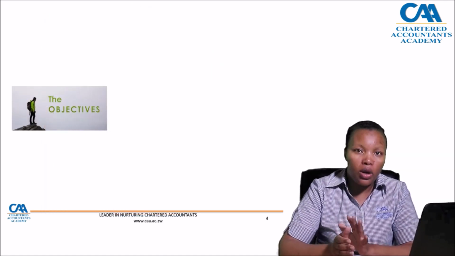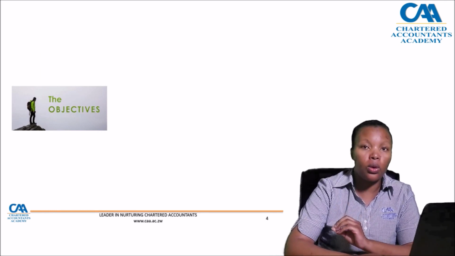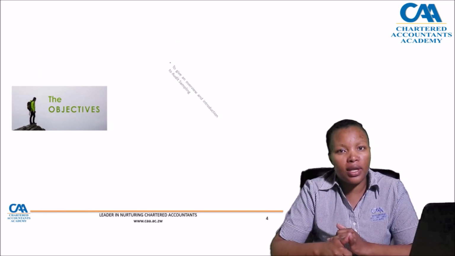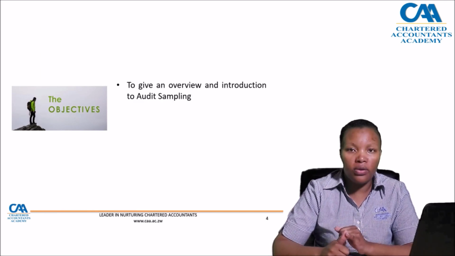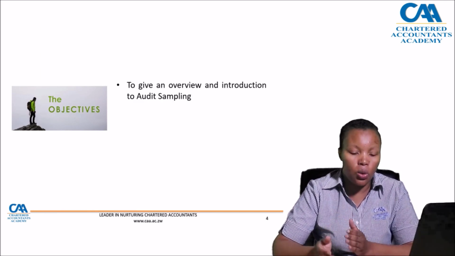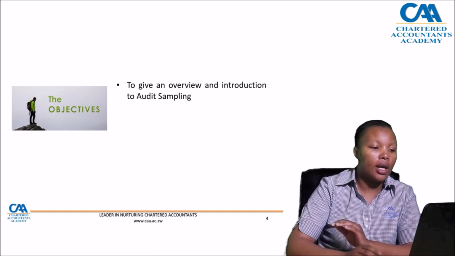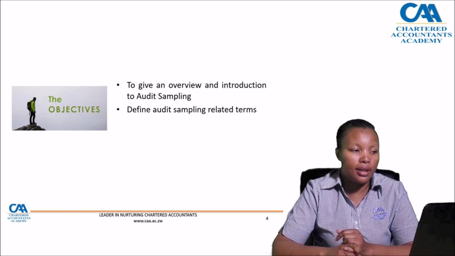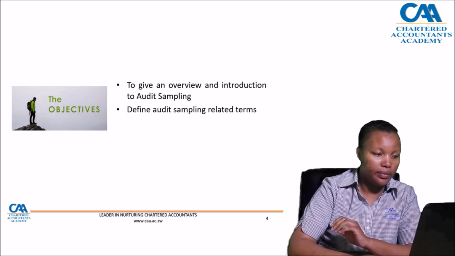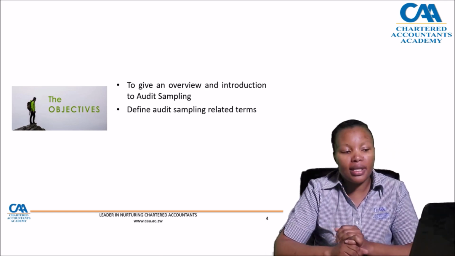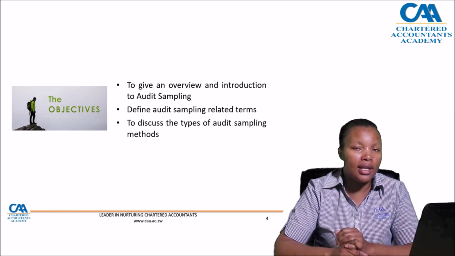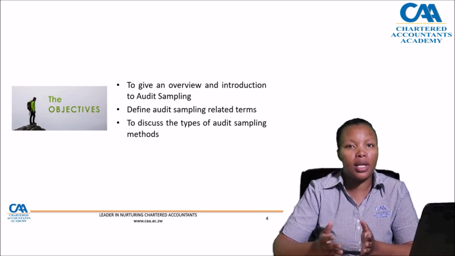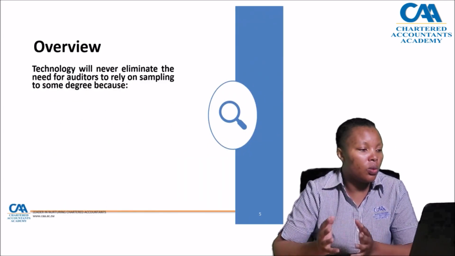All right. So we've got objectives for the first session, which is this one. Our first objective for this session is to give an overview and an introduction to audit sampling. We also want to define audit sampling related terms. And we'll also be discussing the types of audit sampling methods. Okay, so let's just get an overview of what it is.